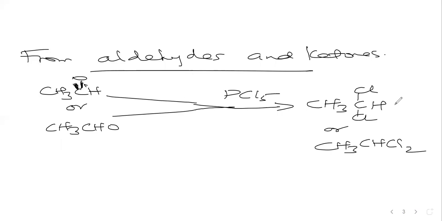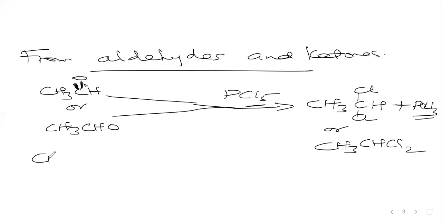In case you want the other product, it is POCl3. 3 chlorine atoms plus these 2 that makes up the 5 that we have here. So that is one way by which you can get haloalkanes from aldehydes and ketones. And in this case, you get the geminal ones, in which the halogen atoms are on the same carbon atom.